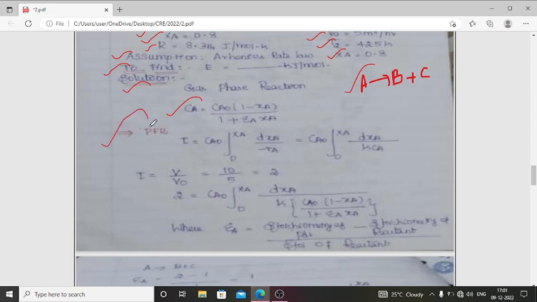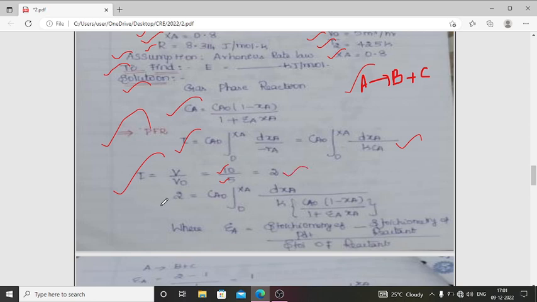First one is a PFR. This is case 1. So the PFR equation: tau is equal to Ca0 integral 0 to Xa dXa by minus Ra, and this is a first order reaction, so minus Ra is K into Ca. What is tau? Tau is generally V by V0. For this case, V is 10 meter cube, V0 is 5 meter cube per hour. This is the given data. Dividing these two, the tau value is 2.